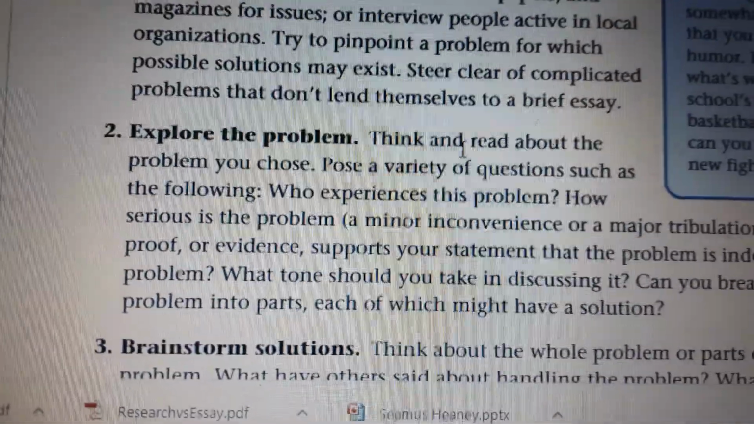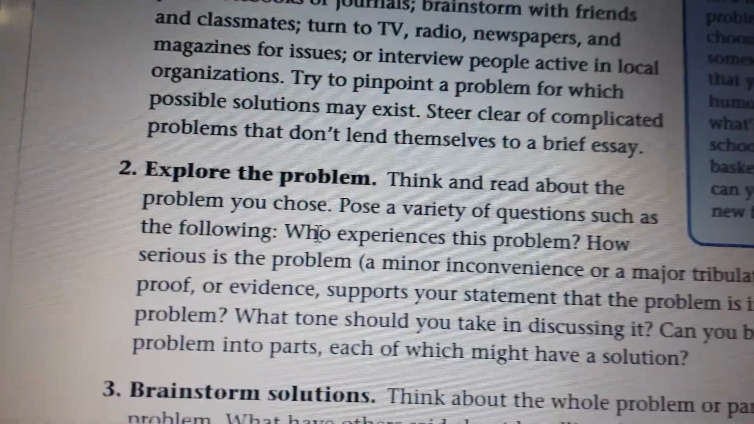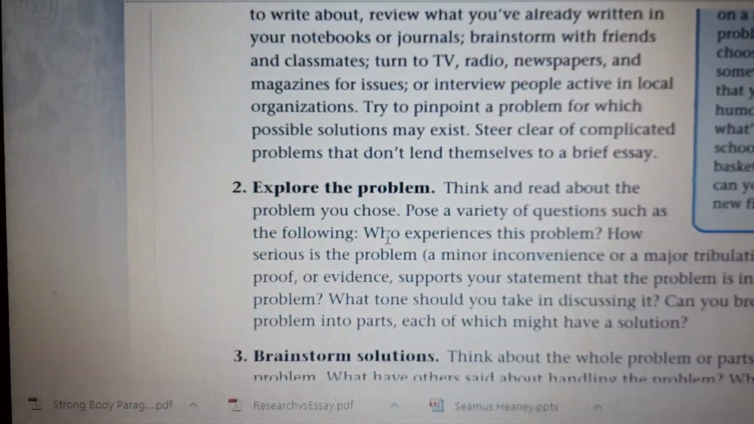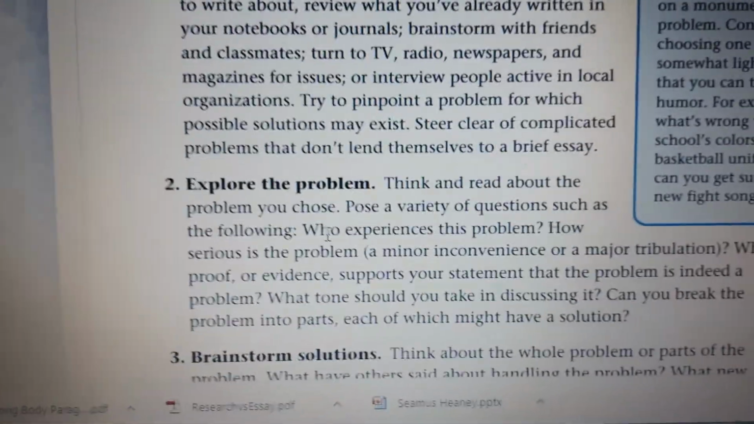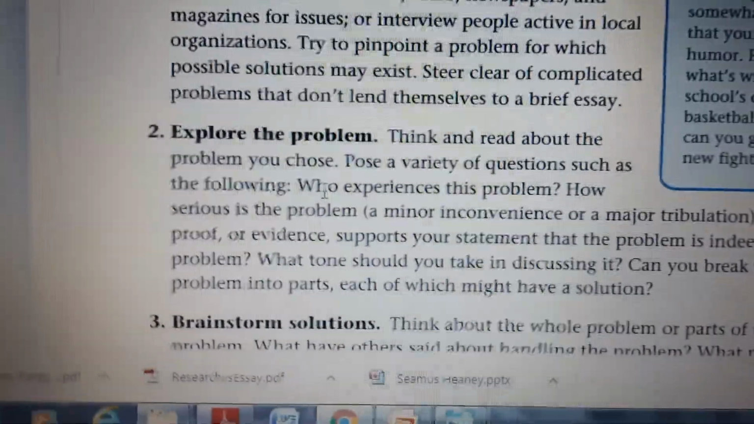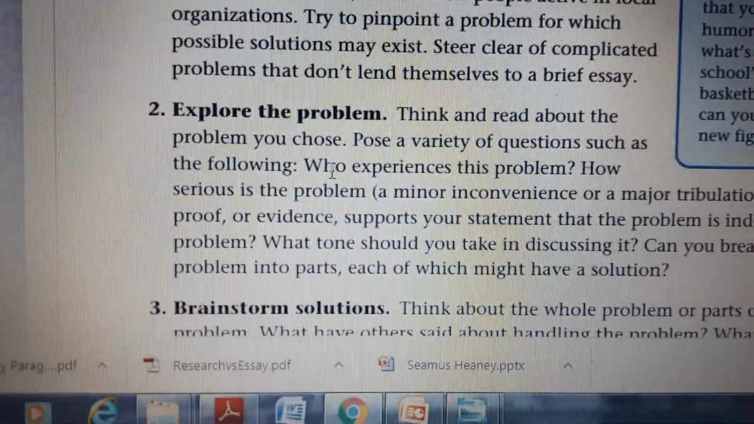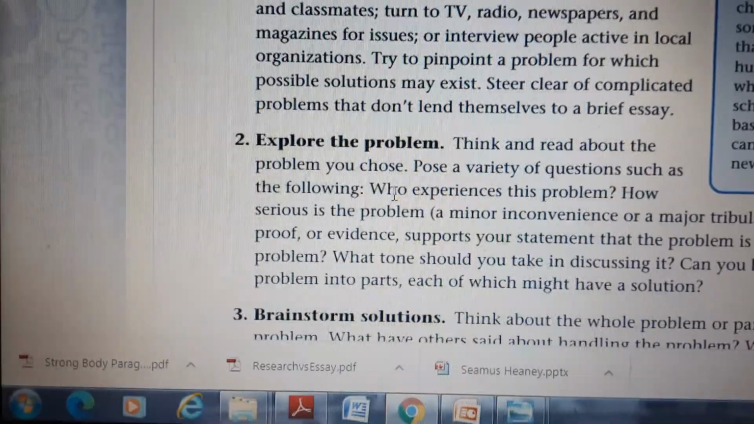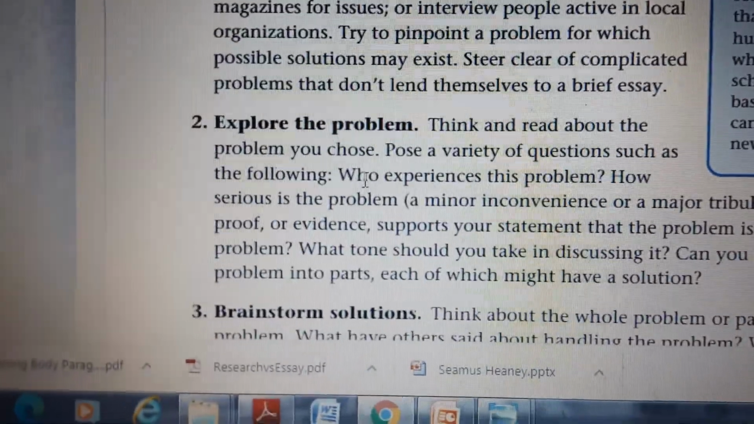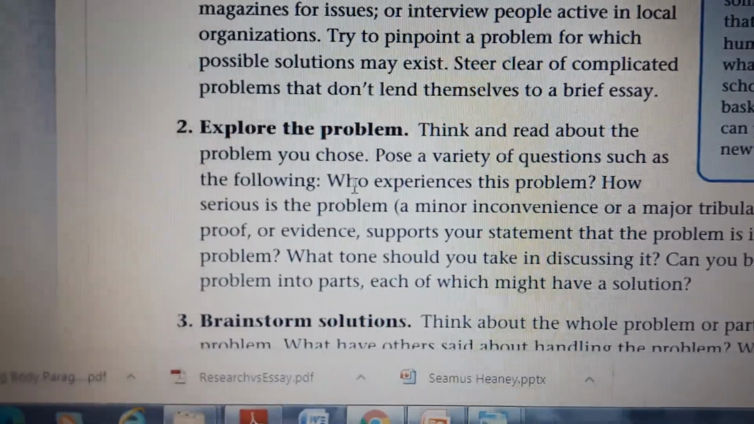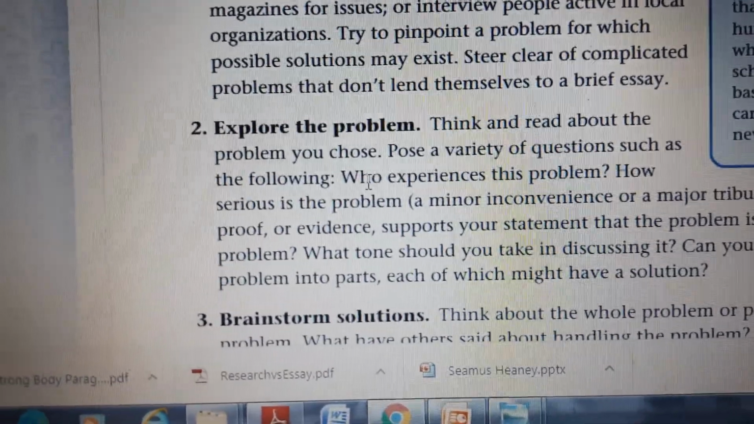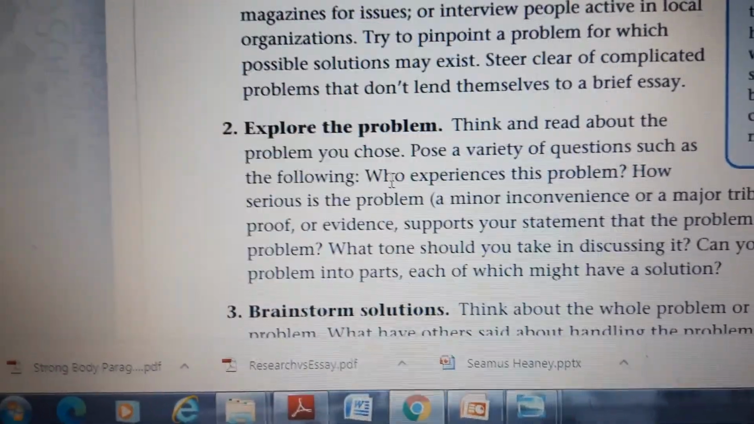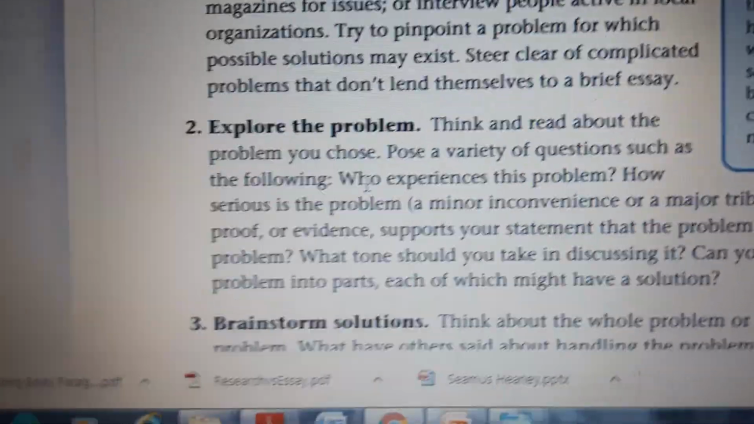So explore the problem. Think and read about the problem you chose. So let's say you have chosen a problem. I want you to take 5, 10, 15 minutes and think about this problem. Is it a global problem, all around the world, or just in your town? This is one of the things. And just like, why do we have this problem? Why is it so serious? Just think about these questions before you write an essay about this problem.